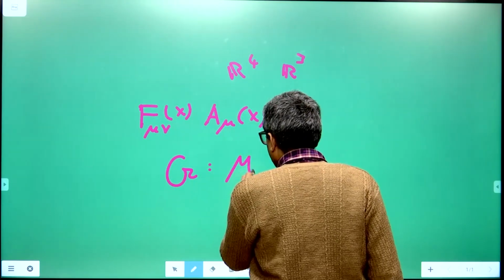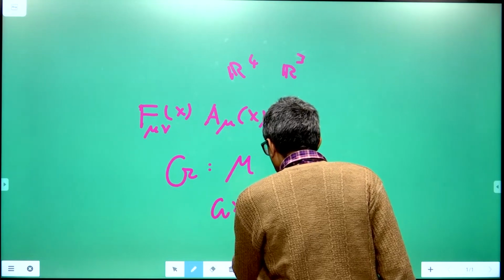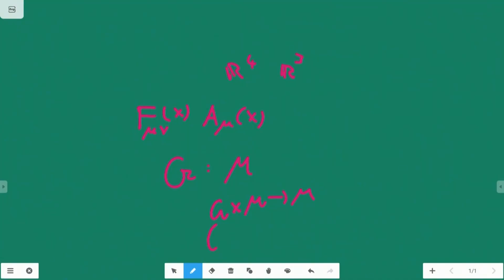It acts on the manifold M. That means you have an action G cross M to M. Any element of the group G is denoted by small g. Any element of the manifold, which is R3 in our case, 3-dimensional Euclidean space, is denoted by x, and this goes to g dot x.